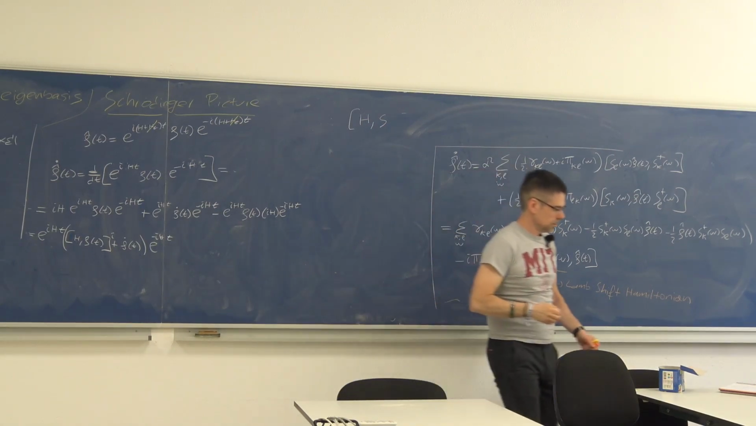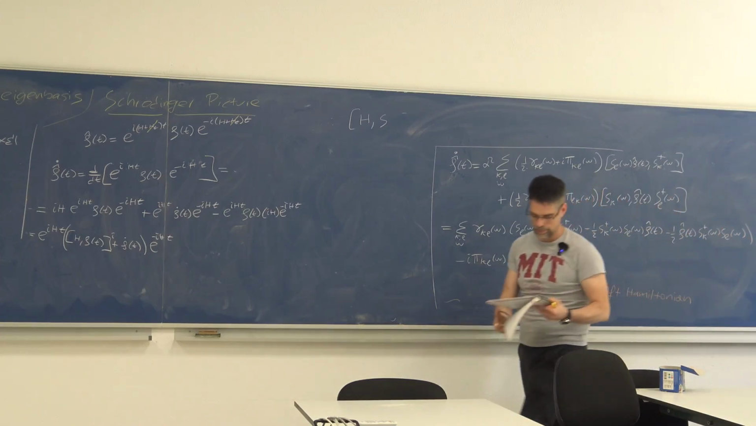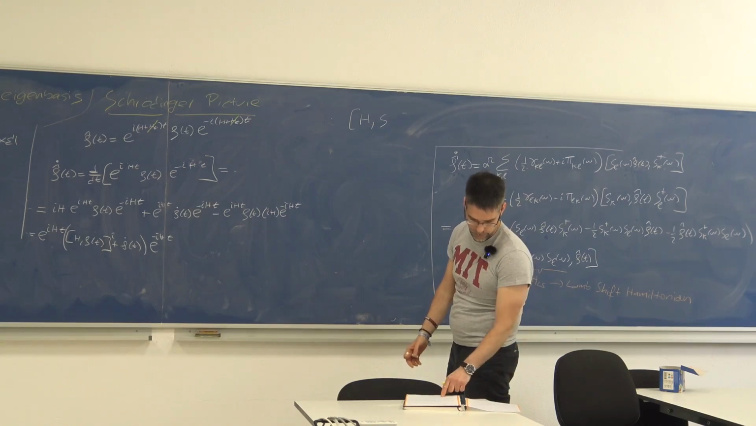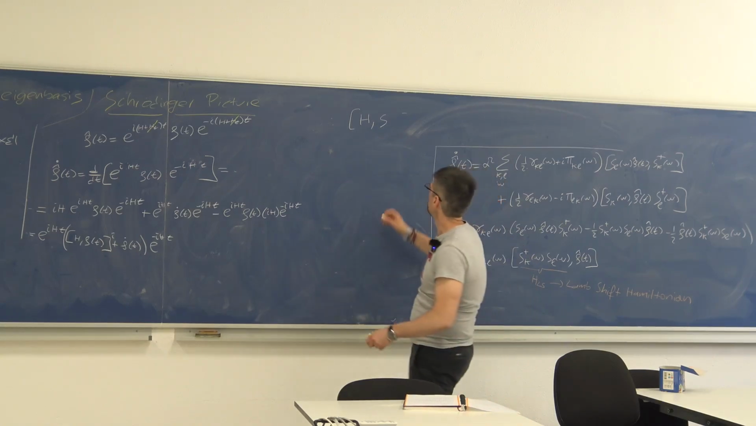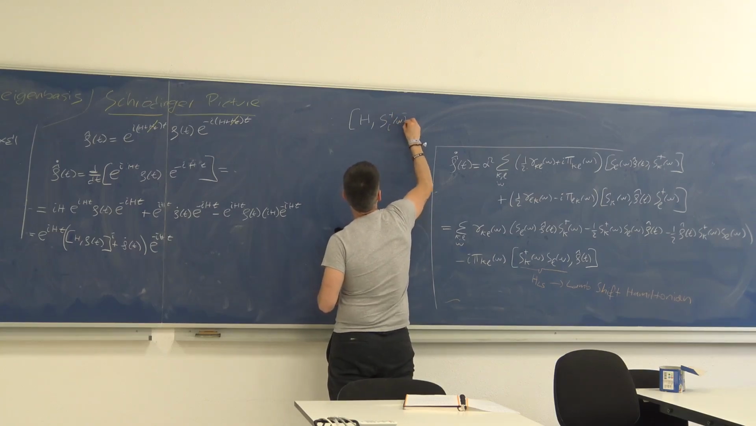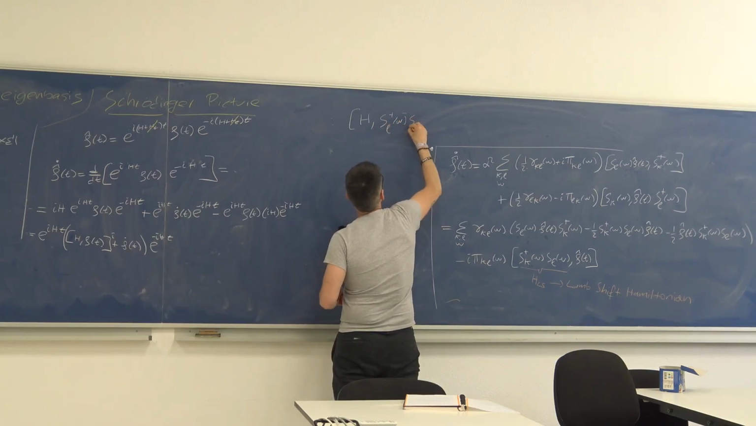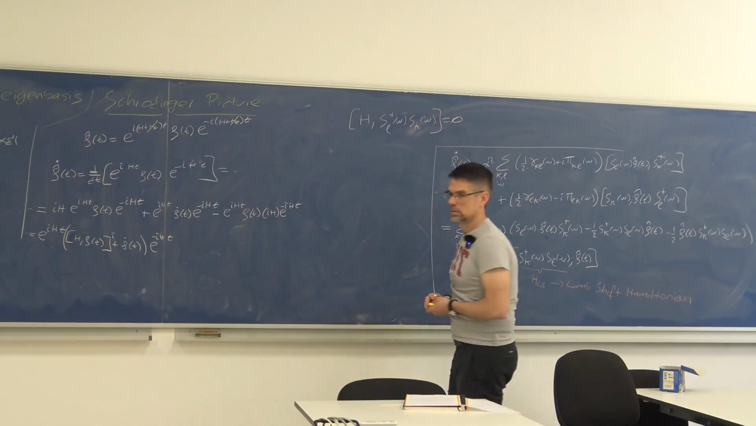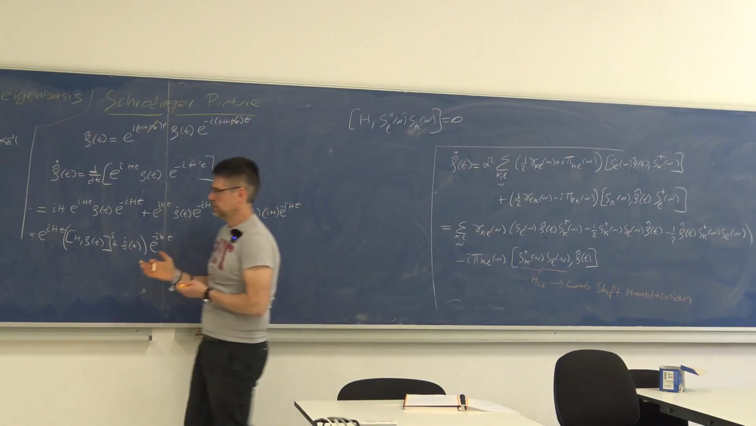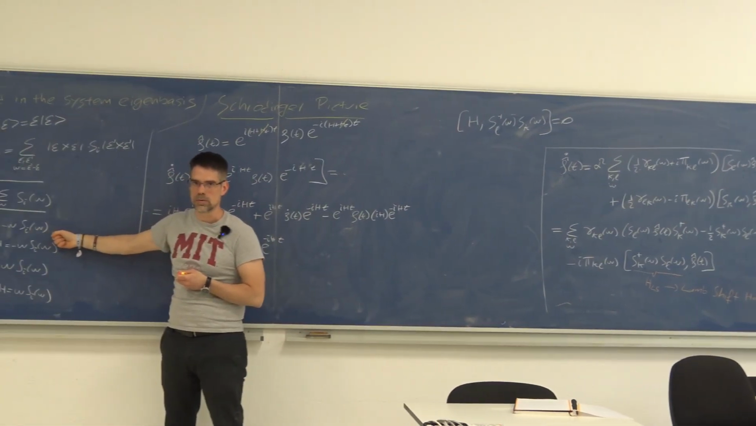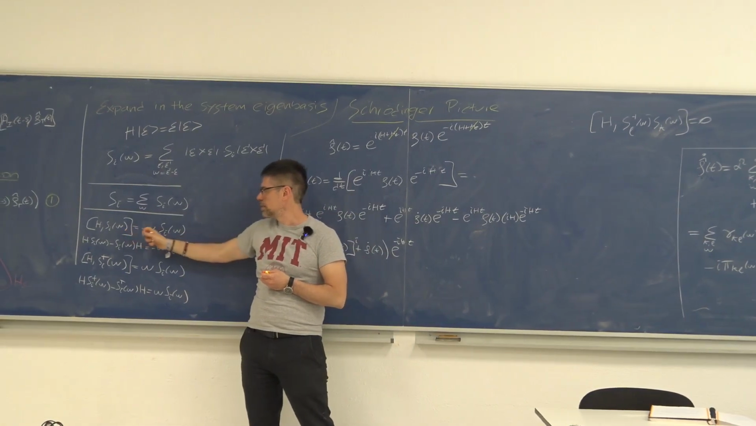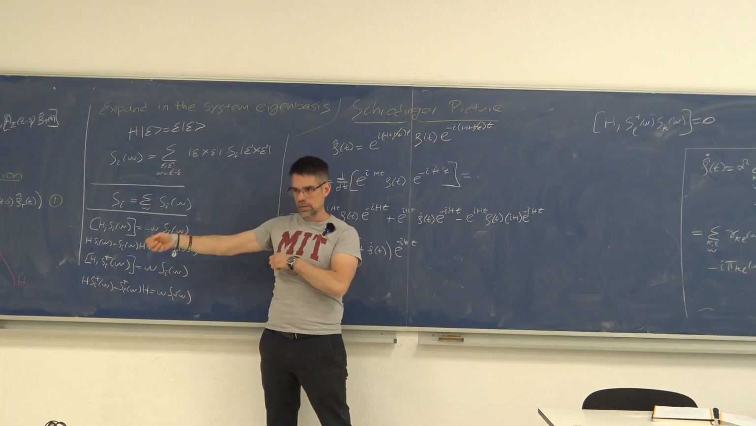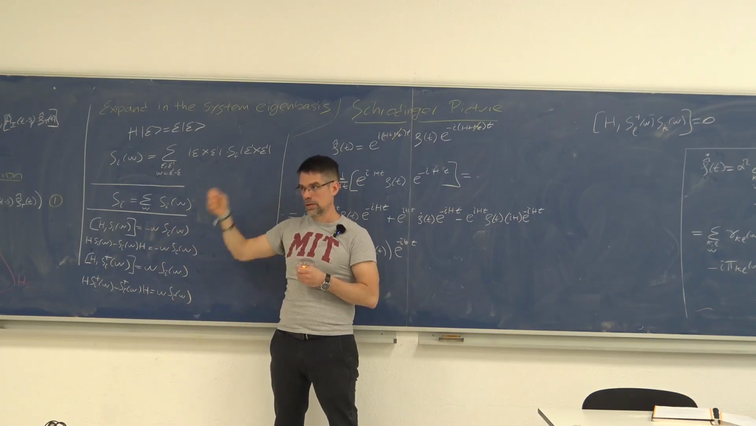Where are my notes? The commutator of H with S_l dagger of omega, S_k of omega, this will be equal to 0. Not very difficult to see, not very counterintuitive, because if you commute with S, you get a minus omega. You commute with S dagger, you get a plus omega. When you do it twice, this plus omega will cancel with this minus omega, and then it vanishes.